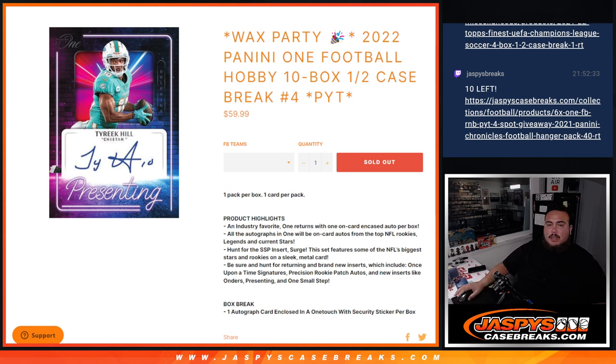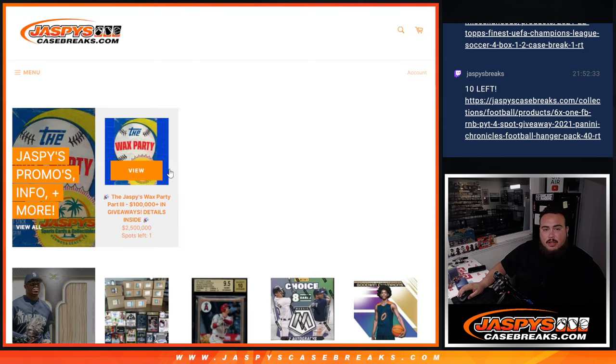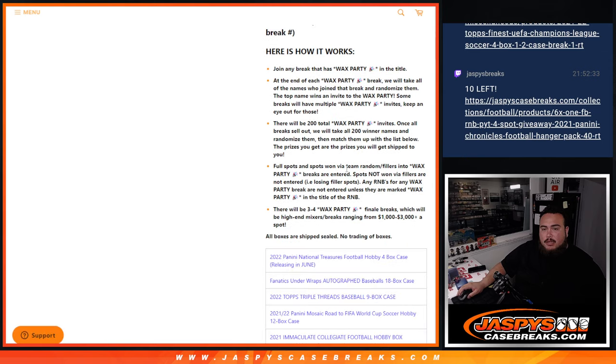And again, guys, this is a Wax Party Break, but just as I was telling people earlier, if you have the rules here, the Wax Party. If you get spots in an RMB and it doesn't have Wax Party in the title of the RMB, unfortunately, you will not be randomized to win a spot. Only fillers. Pack fillers, of course, that win you teams, not RMBs that have teams in the RMB.